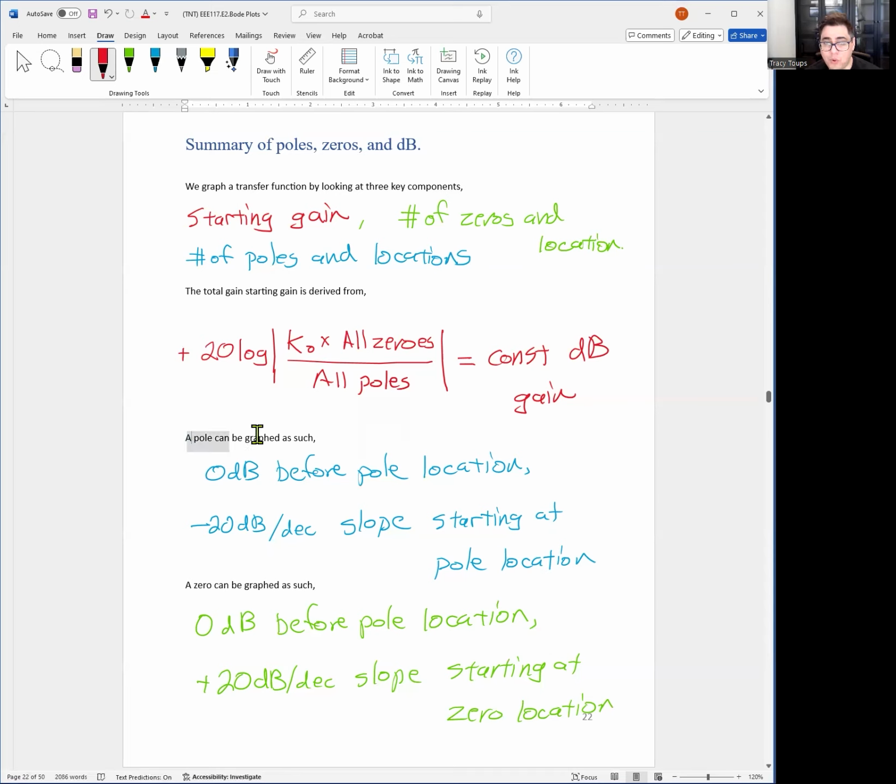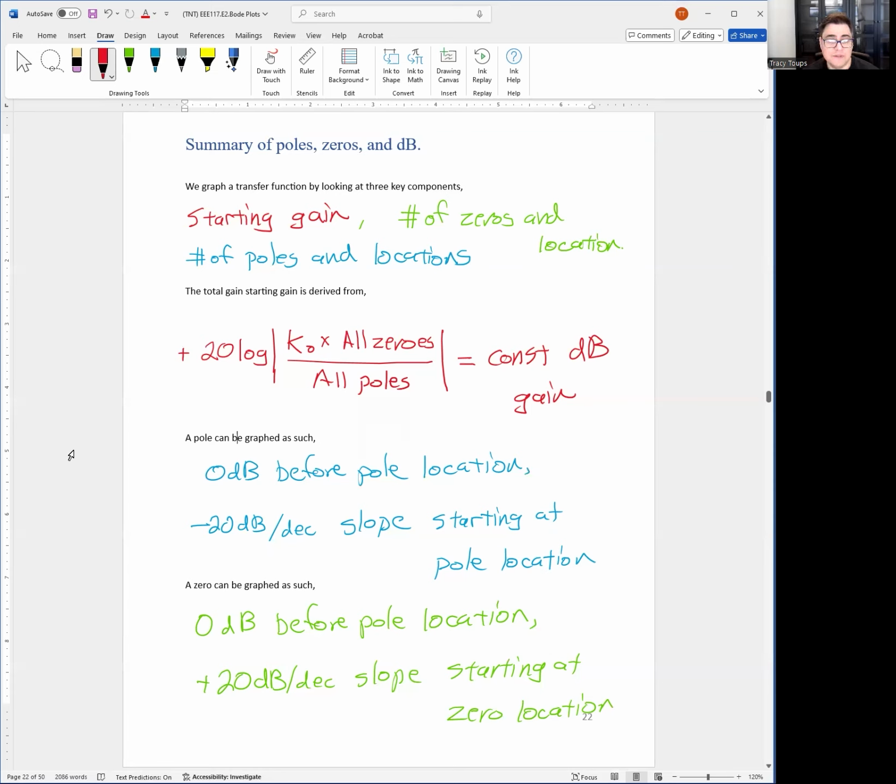All poles in your graph can be graphed individually. It's 0 dB before you hit the pole location, and then negative 20 dB per decade after the pole location. All zeros can be graphed too: they're 0 dB before you hit their zero location, and there's a positive 20 dB slope starting at the zero location onwards.